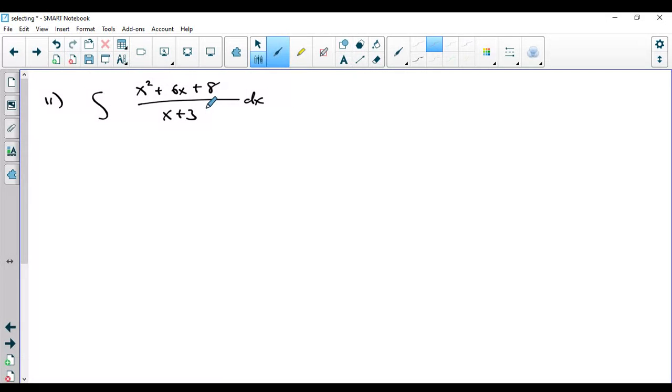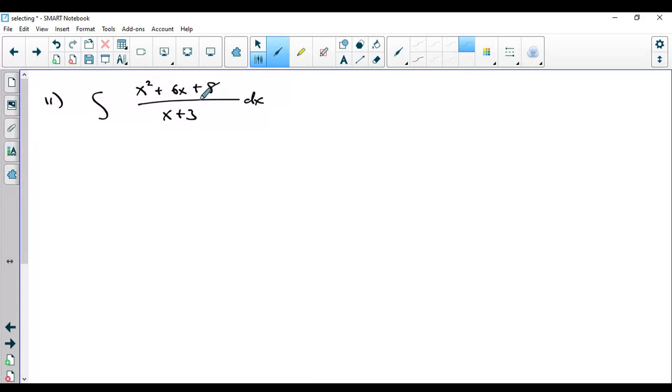All right. If you're back, u sub's not going to work. If you let u equal the numerator, you're going to get a du of 2x plus 6, right? And you're like, all right, that's some multiple of x plus 3, isn't it? But this isn't x plus 3, right? This is 1 over x plus 3, right? This x plus 3 is in the denominator. So letting u equal the numerator is not the way to go.